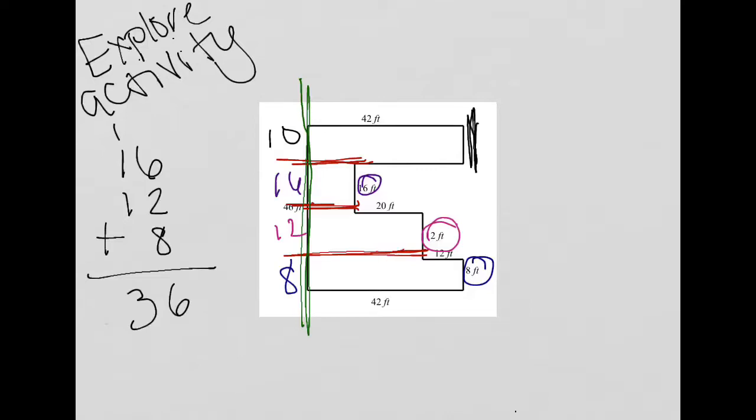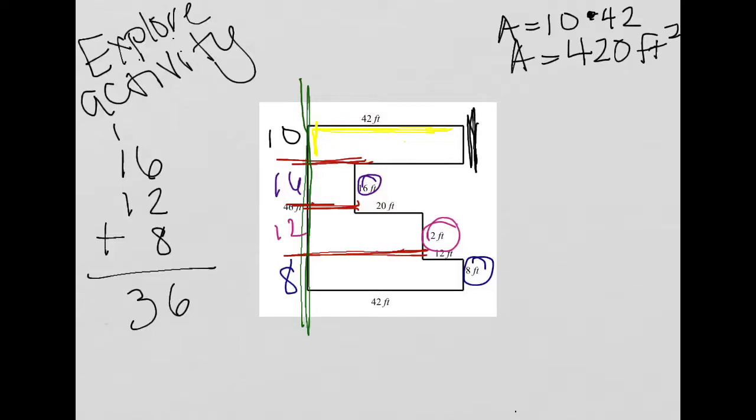Now I need to figure out the lengths of them. So right off the bat, I can see that this top rectangle is going to have a width of 10 and a length of 42. So I can do 10 times 42, and that would give me an area of 420 feet squared.